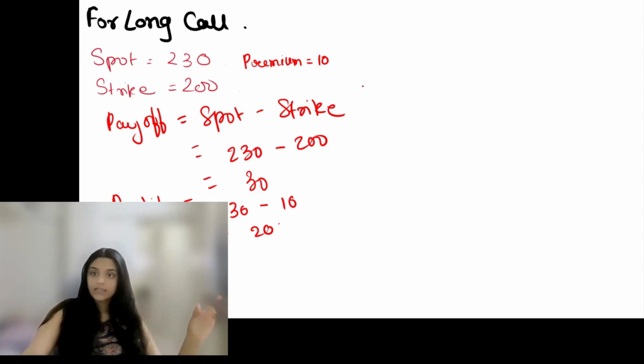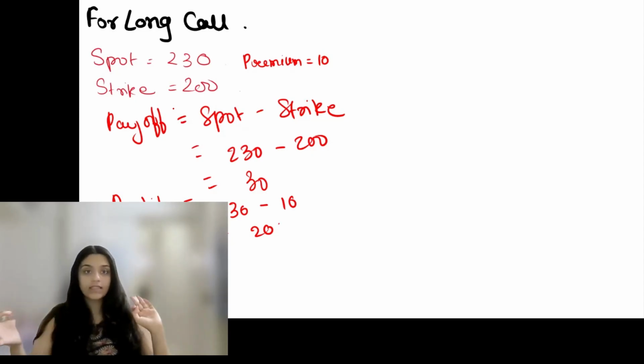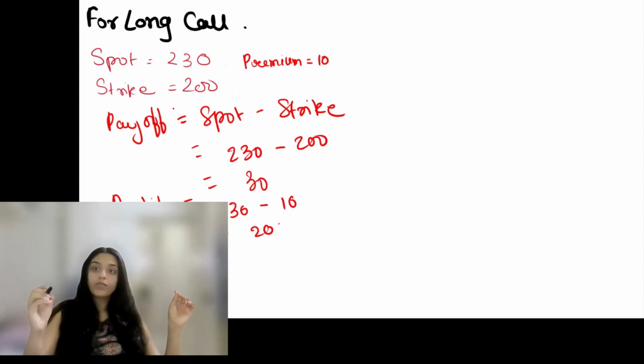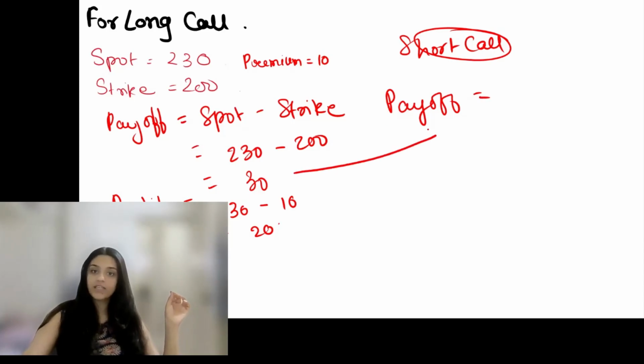Now, in this case itself, suppose this exact same thing is given as a short call example. What will your payoff be? Your payoff for the short call will just be the same number but negative 30 rupees.